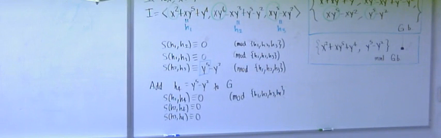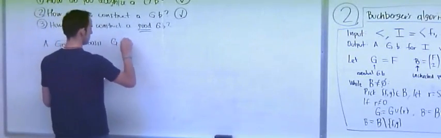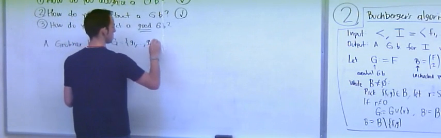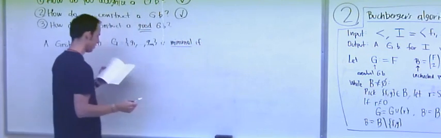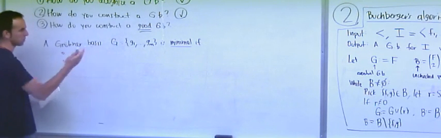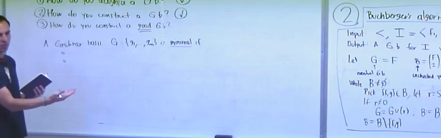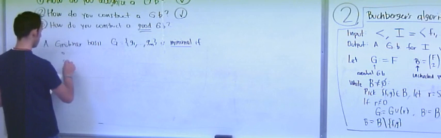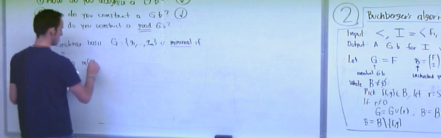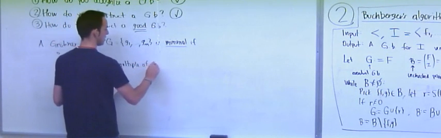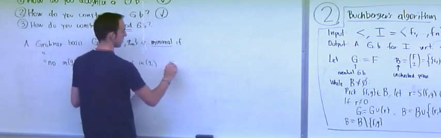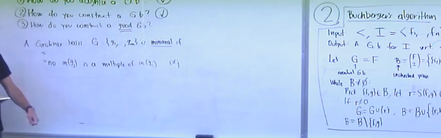So a Groebner basis G, let's say that it's G1 up to Gn, is minimal if two things happen. So the second thing is what we just said. Basically, you shouldn't have an initial term of one be an initial term of another. So no initial term of Gj should be a multiple of the initial term of Gi, where i and j are different from each other. Because if it were, then I could just throw out Gj. Okay.